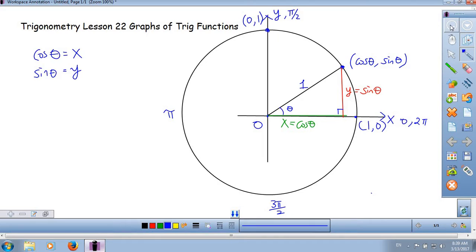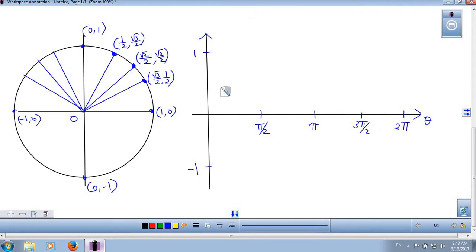So let's go ahead and try to graph those kind of values and see how it goes. Okay, let's take a look at how these things will develop. Here we have a simplified version of our unit circle. As you can see, the ordered pairs. We start with 0. This is pi over 2, and this is pi. This is 3 pi over 2.